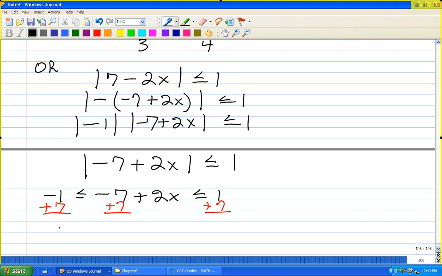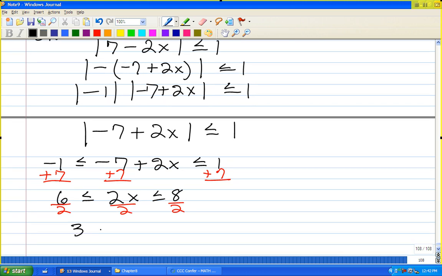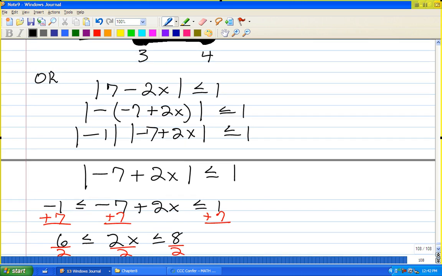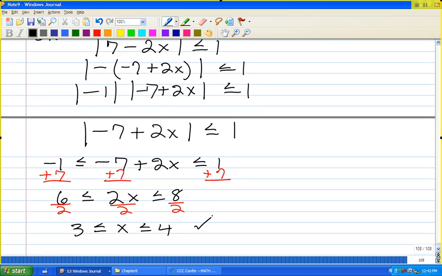Then add 7. So I get 7 minus 1 is 6. The 7's cancel. 7 plus 1 is 8. Divide by 2. And so you get x is between 3 and 4, just like what I got above. So if you do it correctly, you could have gotten rid of the negative in front of the x, but you have to do it correctly.